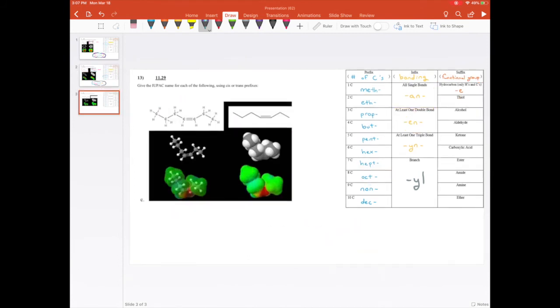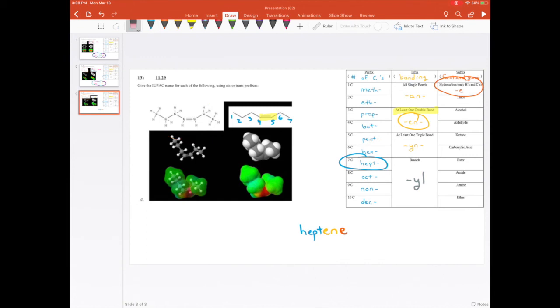Now, with this one, first, there are no branches, so we'll just name the straight chain. First, how many carbons do we have? We have a total of 7 carbons. The prefix for 7 is hept-. There's at least one double bond, and so the infix here is -en-. And there's only hydrogen and carbon in this molecule, so the suffix is -e.